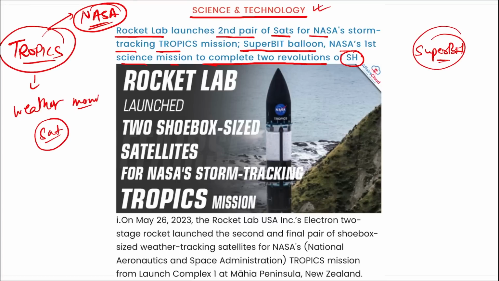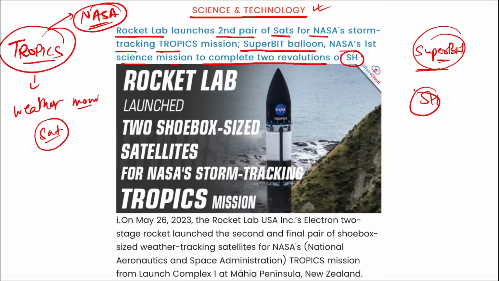Superbit. What is this Superbit? Superbit is your super pressure balloon image telescope. I repeat, super image or super pressure balloon imaging telescope. Right, this has completed a flight test after returning to Earth, and with this Superbit, remember, it became the first science mission of NASA to complete 2 full revolutions of the SH, that is your southern hemisphere. Correct? I repeat, this is the first science mission of NASA that completed the 2 revolutions of southern hemisphere, that is Superbit.